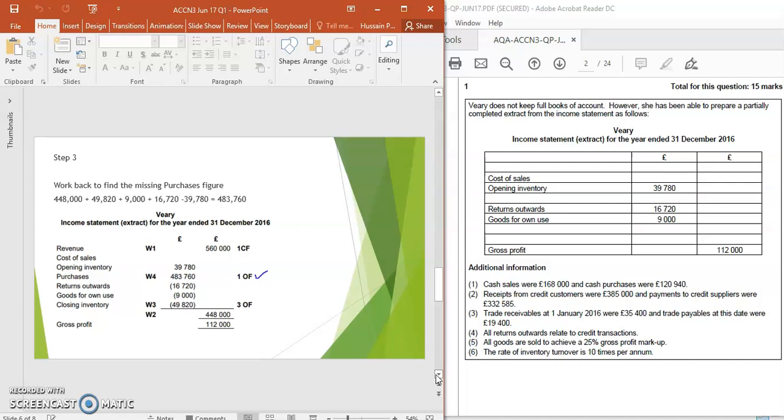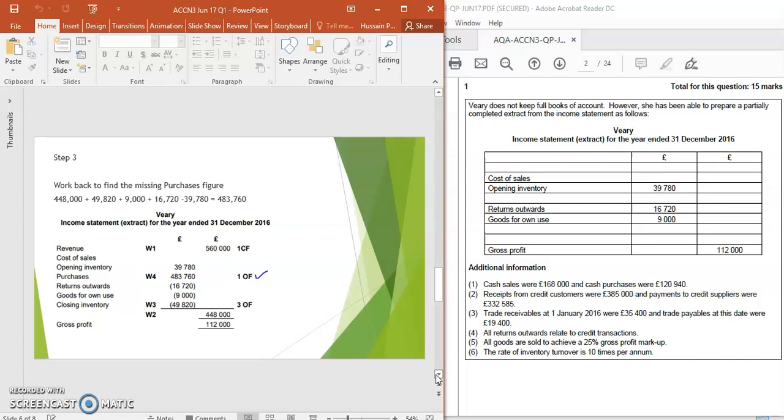So we start off with cost of sales 448, and what we would minus we add, and what we would add we minus. 448,000 plus 49,820 plus 9,000 plus 16,720, and then we minus 39,780. We're minusing it because we would normally add. So we're doing the opposite here, and that will give you 483,760.